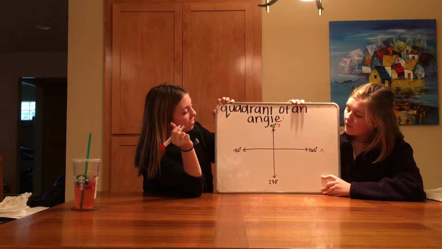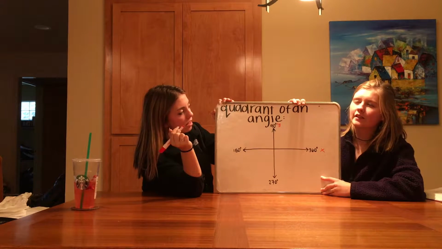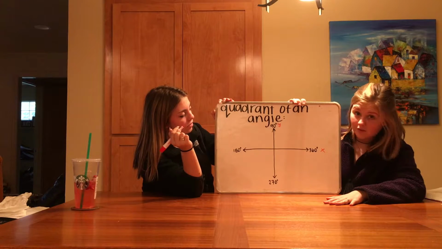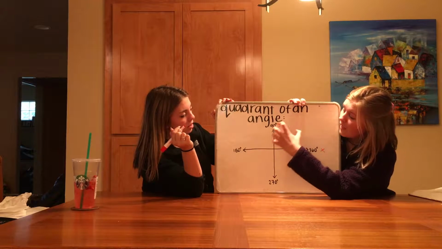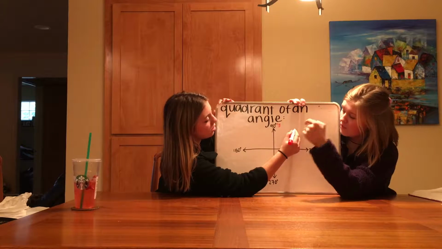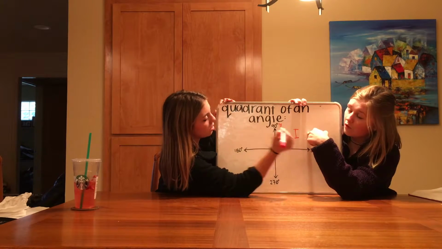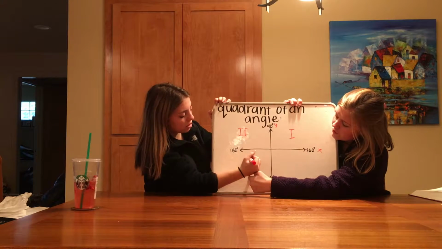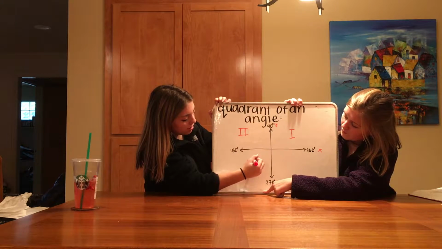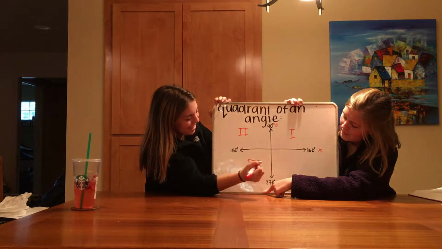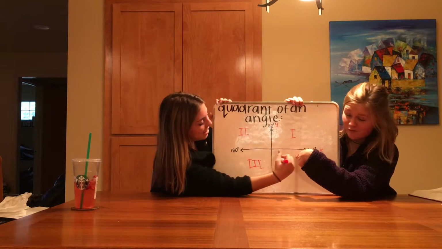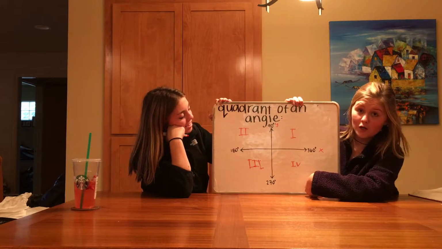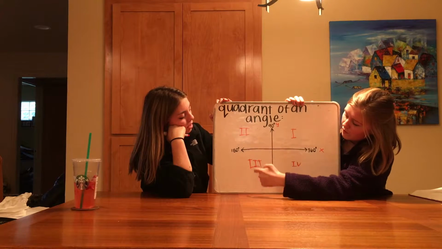So, quadrant of an angle. There's no exact way to remember it besides just remembering it. You start here and go counterclockwise. There are 4 quadrants. This is quadrant 1. You go counterclockwise to quadrant 2, keep going to quadrant 3, and keep going to quadrant 4. So there you have it: quadrant 1, 2, 3, and 4.